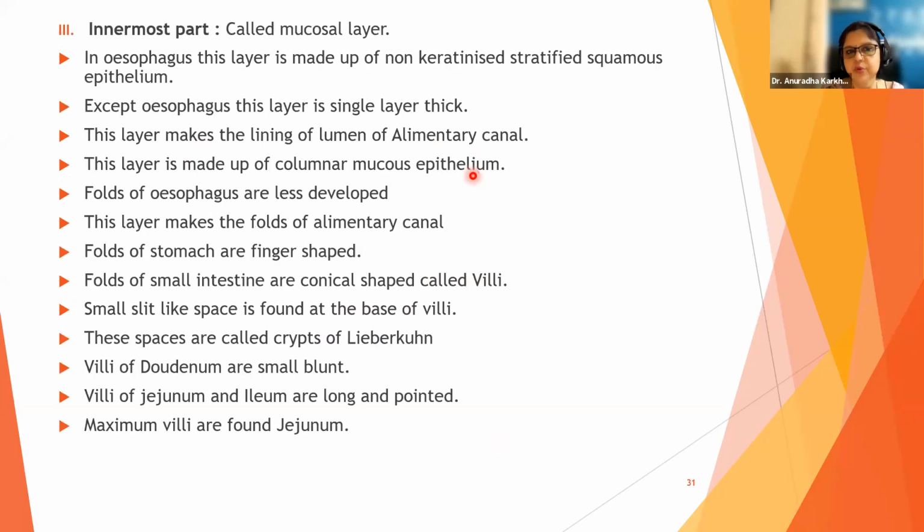Innermost part is going to be your mucosal layer. In esophagus, the same thing, but they have given it in a bit descriptive manner for you all to understand the concept. This doesn't mean that it is not there in the NCERT, but this will make your concept very, very clear. So, third or the innermost part will be called the mucosal layer, the one which we have seen.